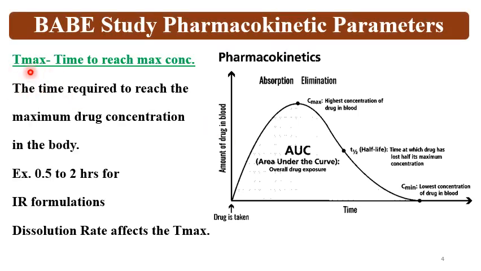Now coming to the Tmax. Here you have taken the drug, it is getting absorbed, and here it is showing the peak plasma concentration. That means the maximum concentration in the blood, and the time to reach this point is called Tmax. So the time required to reach the maximum drug concentration in the body is called Tmax. An example of Tmax is 0.5 hour to 2 hours for some IR formulations. Tmax is affected by the dissolution rate.